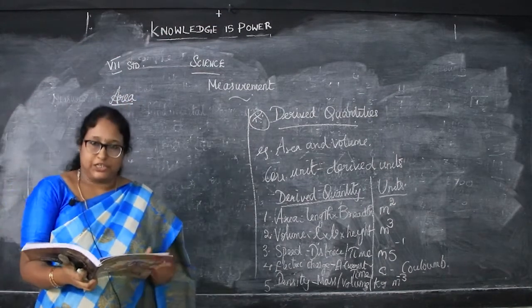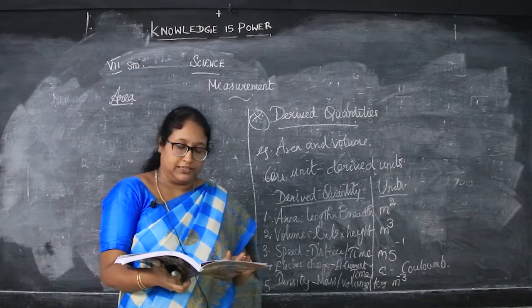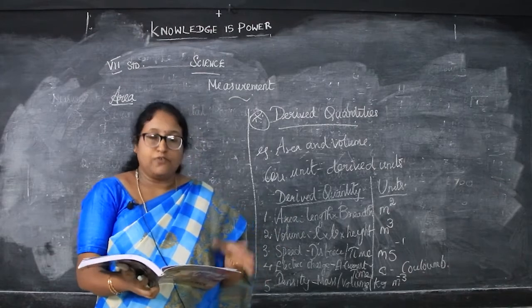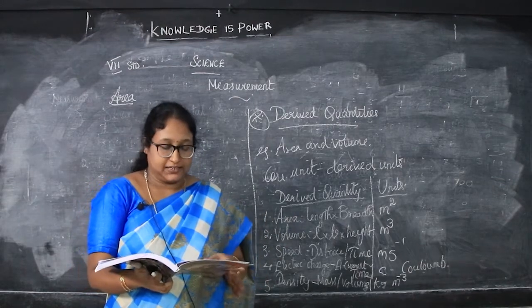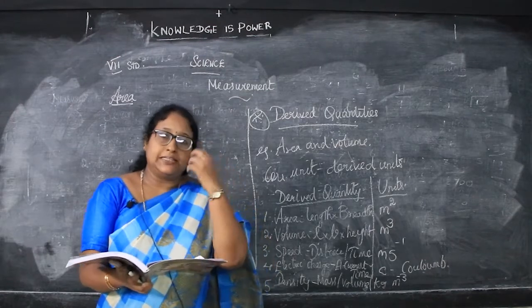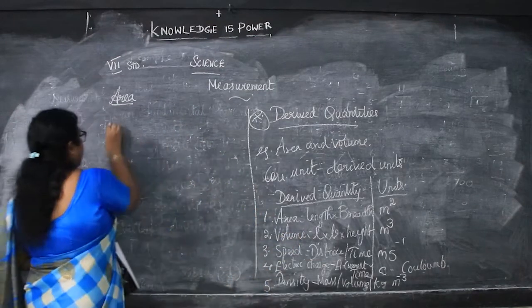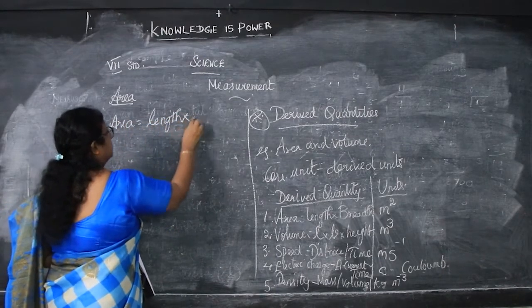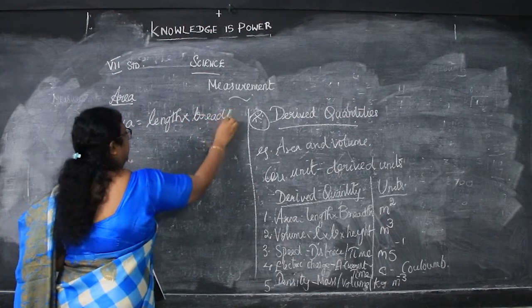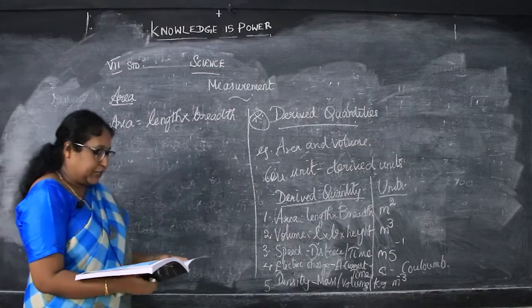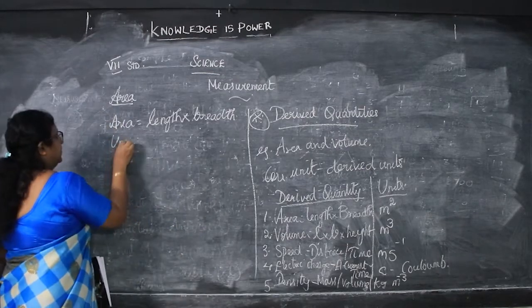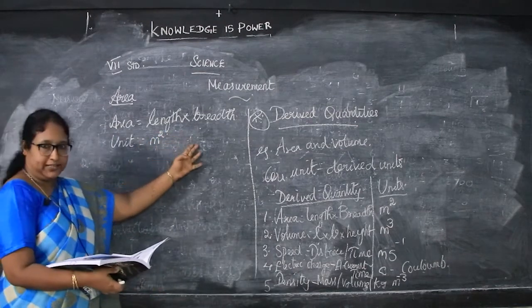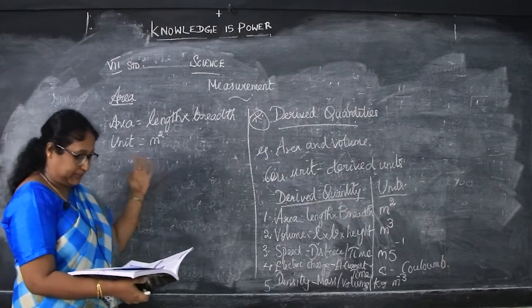Now, area is a measure of how much space is there on a flat surface. So area is a space on a flat surface. For example, the area of a plot of land is derived by multiplying length into breadth. So area is length into breadth, and the unit of this area is square meter. So what is the unit? Square meter.